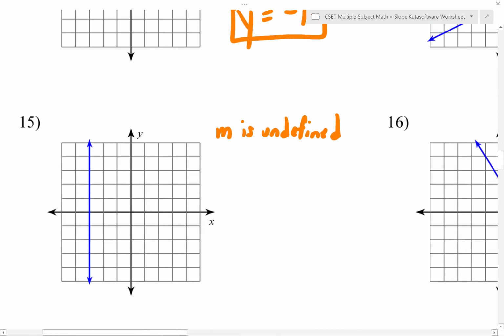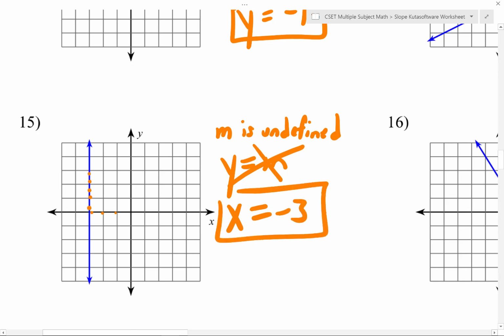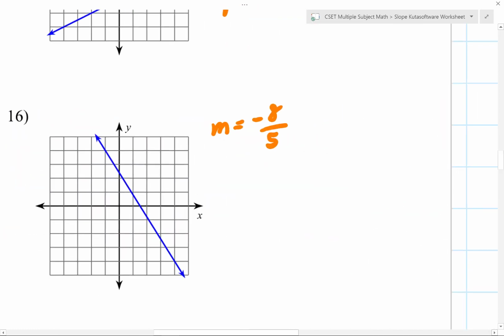Again, when it's undefined, we can't do y equals m. Aw, man. So we do x equals instead. What does the x equal? X is -3. For every single point on this line, test it, the x will be -3. Check. Let's do it again.